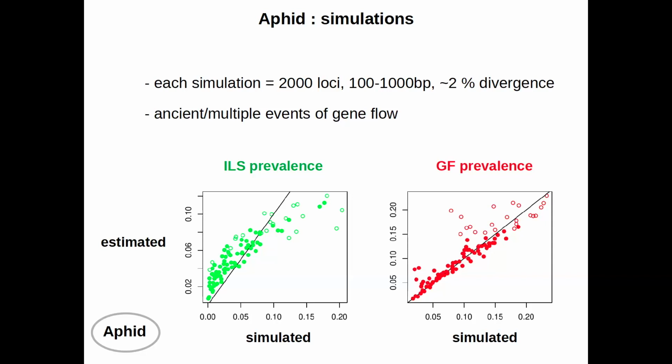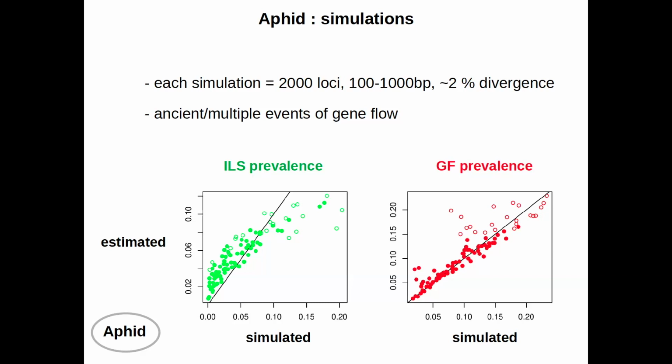So in this picture, the closed dots correspond to simulated data sets in which the conflict, the proportion of conflicting topologies, was below 35%. Right. So this is not such an easy picture to get.